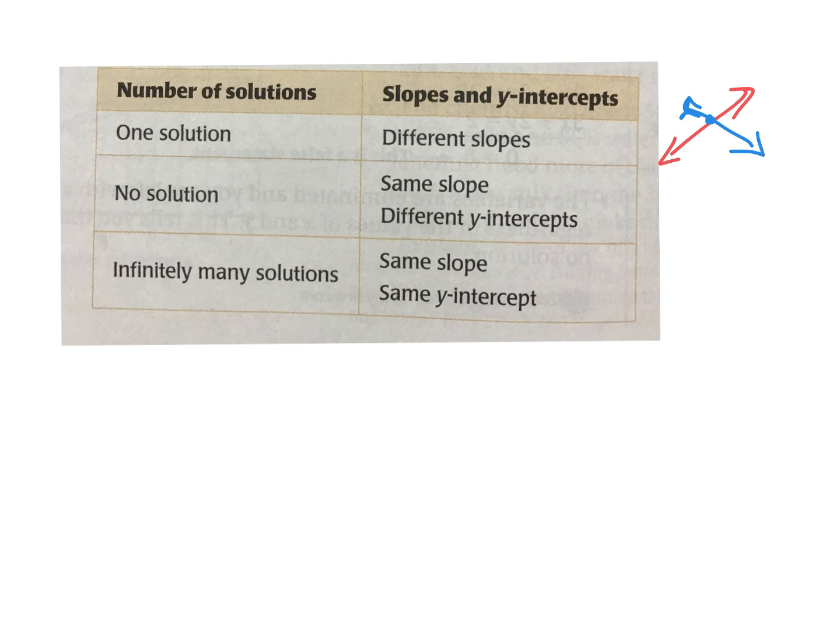No solution means they have the same slope but different y-intercepts. So a lot of times you'll see parallel lines, like so. And then infinitely many solutions means you have a line on top of another line.